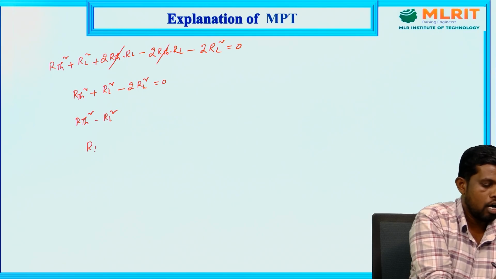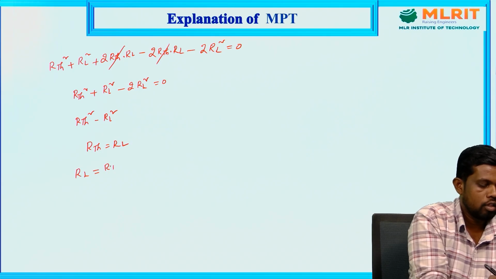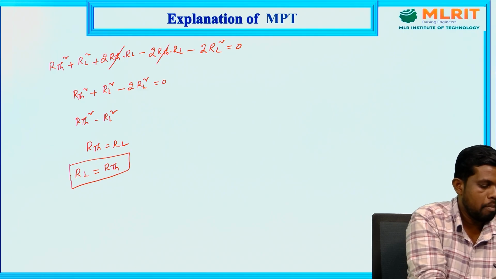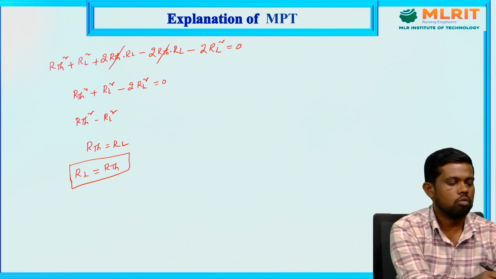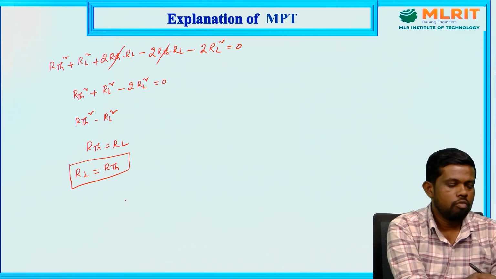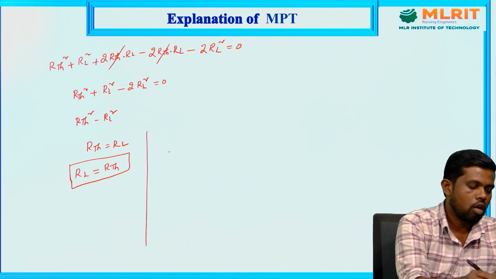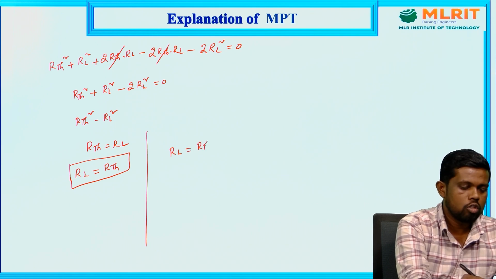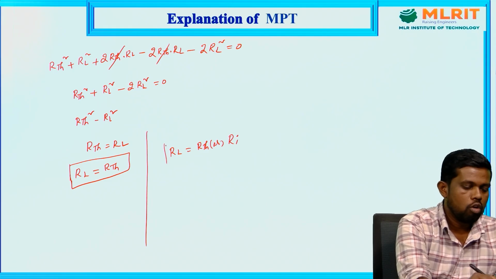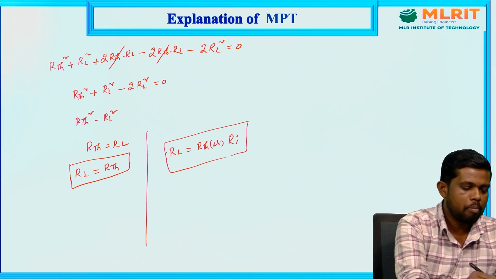So therefore RTH equal to RL. I mean to say RL must equal the internal or Thevenin resistance. Then only we will get the maximum power across the load. So we write RL equal to RTH or R internal. Then only there will be maximum power across the load resistor.